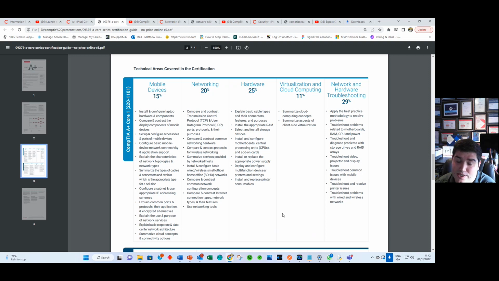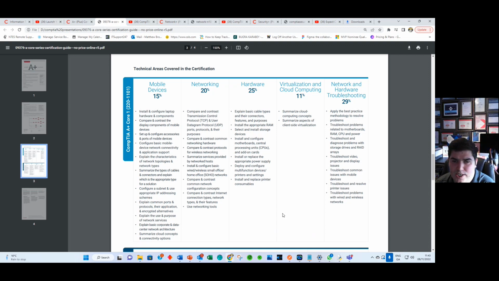For hardware, which is 25%, it's very simple. You're going to be asked, and you'll probably see this throughout the CompTIA Plus series, connectors, types of connectors, the differences between the connectors, the type of RAM you need in your PC, your server, your laptop. You're going to be looking at motherboards and CPUs, which are all very important. And you're also going to be looking at replacing power supply units, configuring your multifunction devices, and replacing printer toner, cartridges, ink, all that kind of stuff.